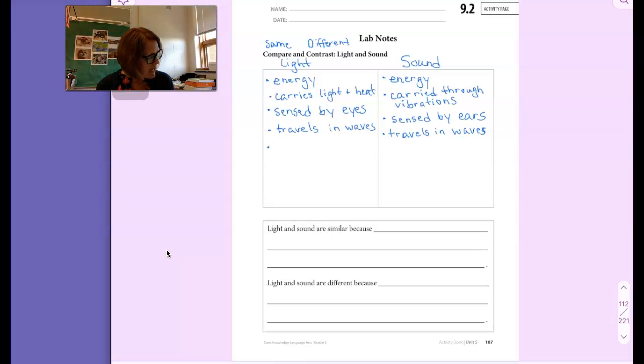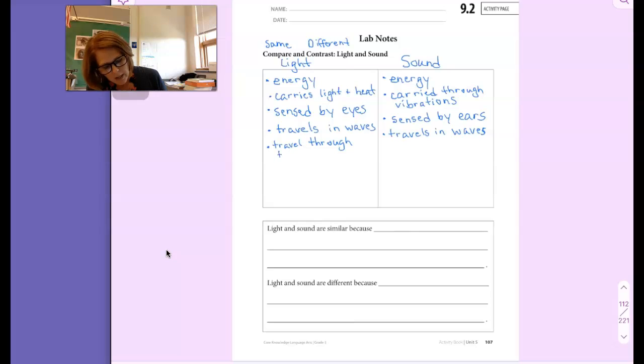The next thing for light is it can travel through. Do you remember what kind of objects it travels right through? Transparent objects.